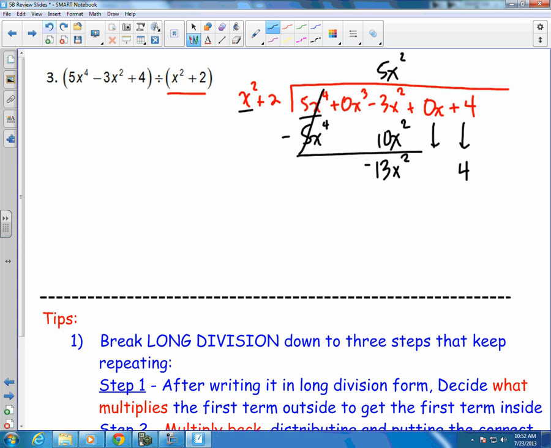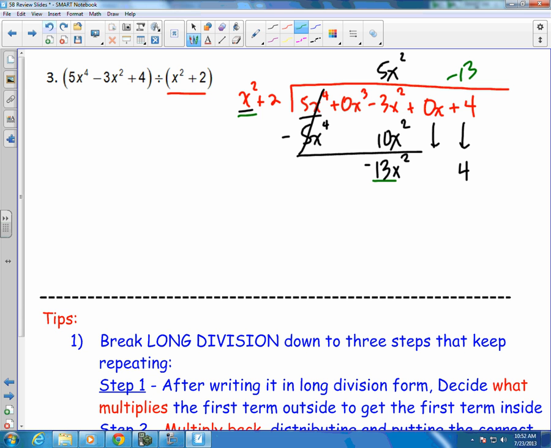When you subtract a positive, you just make it minus 10. If it was a negative, it would be minus minus. We're going to hopefully see that in a second. So anyways, that's my three steps. Now it starts all over, and I say, okay, what multiplies times x to the second to get negative 13x to the second? Well, that'd be negative 13.